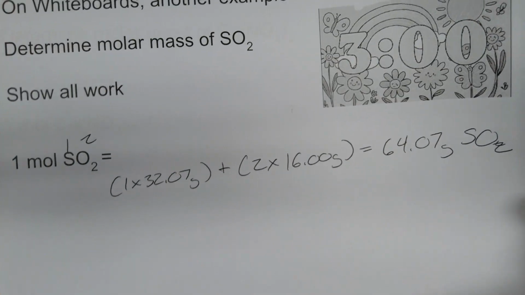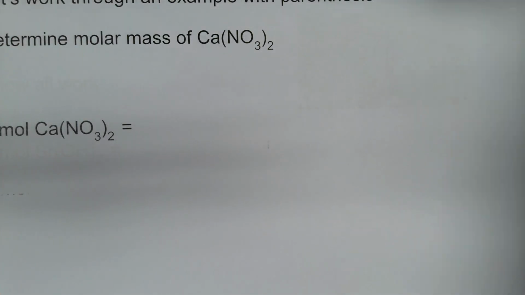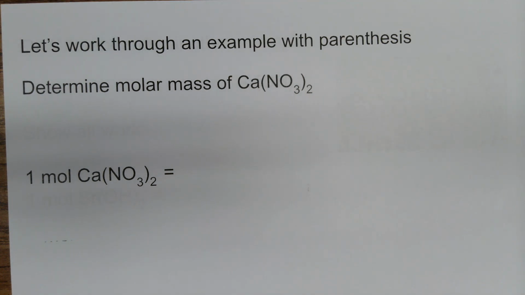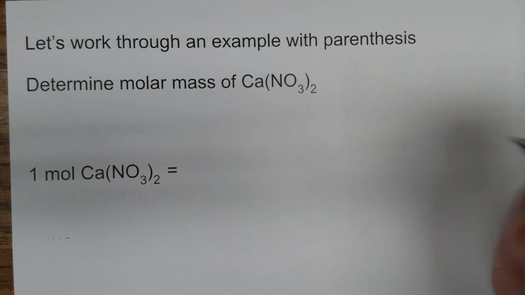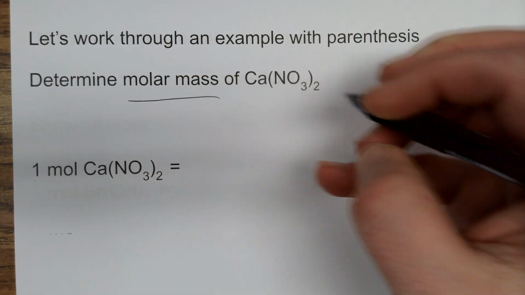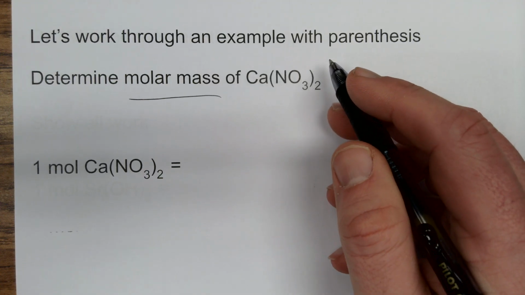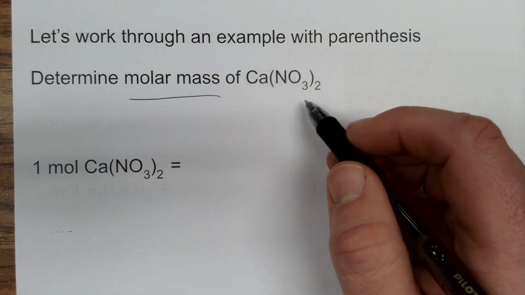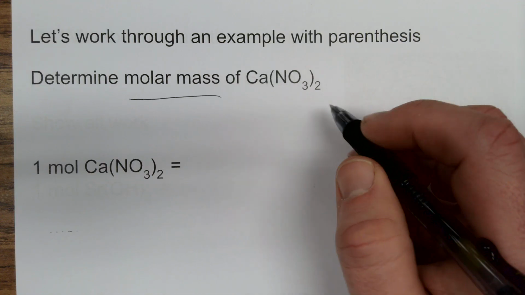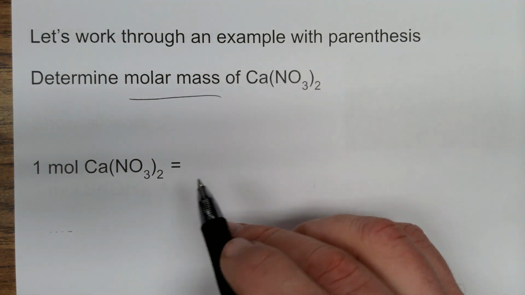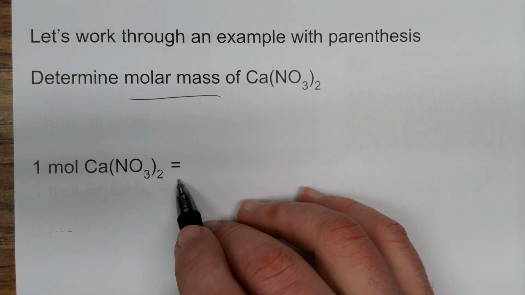On the back of your packet, I want to go through this one. Let's do an example with parentheses. The first one we're going to walk through together. The second one you're going to do by yourself. So I still want to determine the molar mass of my compound calcium nitrate. If I remember from my nomenclature, I know nitrate has a -1 charge. So to cancel out my charges, I needed 2 nitrate ions. That's how I get the Ca(NO3)2.